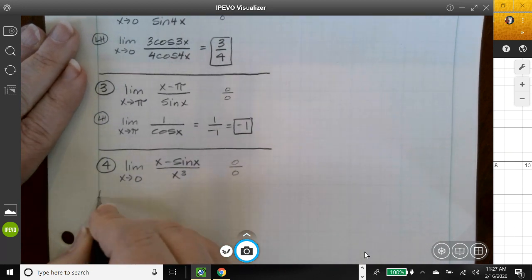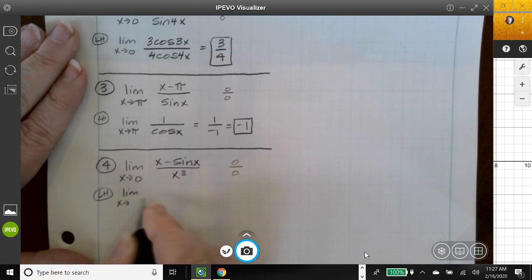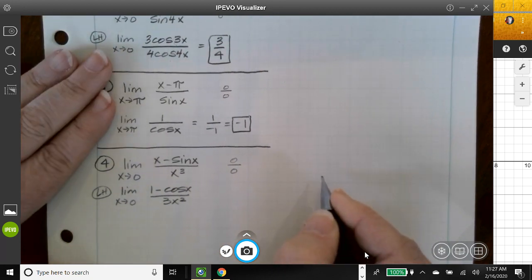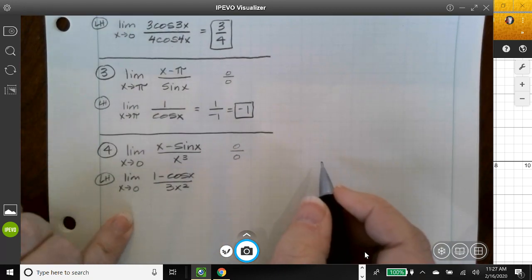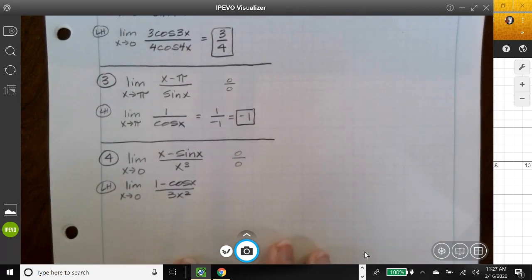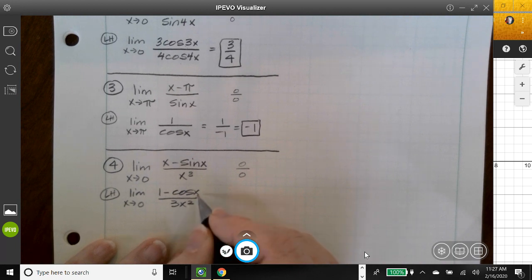So I can use L'Hopital's rule here and take the limit of their rates of change. So the derivative of the numerator is going to be 1 minus cosine x over 3x squared. All right, well, so what happens now when I use substitution to plug in 0? We get the cosine of 0, which is 1. So 1 minus 1 is 0 over 0.